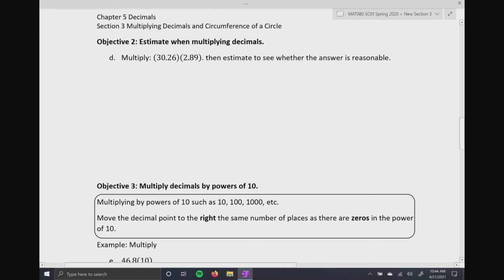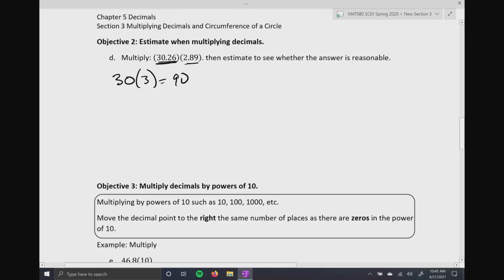So, with this next one, we're going to just multiply and estimate to see if the answer is reasonable. We did a similar one in the previous section. Let's do this one the exact opposite way. First thing I'm going to do, I'm going to estimate and get an idea of what the answer should be. So, if I estimated 30.26 to the nearest whole number, it's going to be 30. And the 2.89, that'll round to 3. So 30 times 3 is 90. So I know my answer should be somewhere around 90.